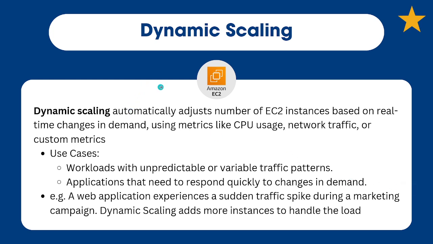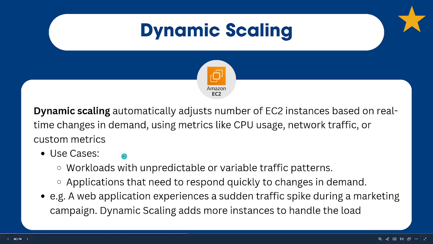So dynamic scaling, just like I mentioned, automatically adjusts the number of instances or workers based on real-time changes in demand. So you can use CPU usage, network traffic, or any custom metric. So it's up to you when to scale up. So use cases are workloads with unpredictable or variable traffic patterns. So again, does the amount of traffic data that you have to process, or maybe the amount of users change, the amount of requests changes, that's where dynamic scaling can work.